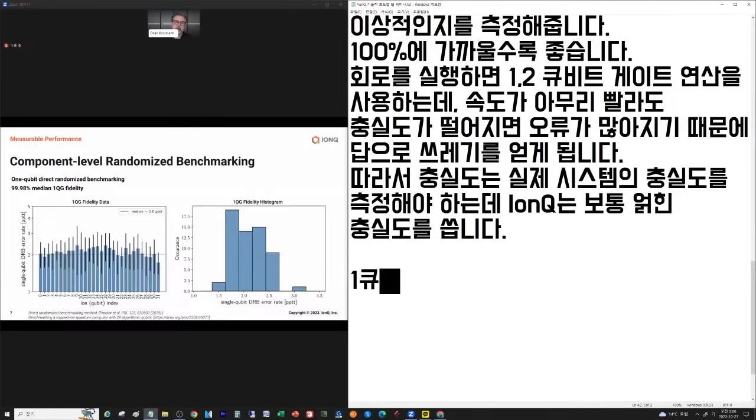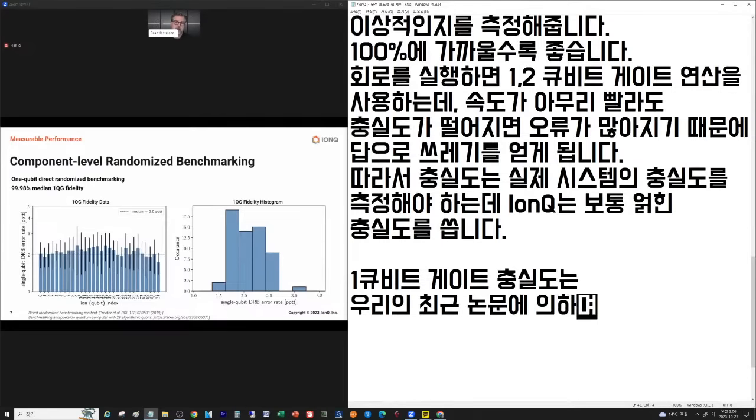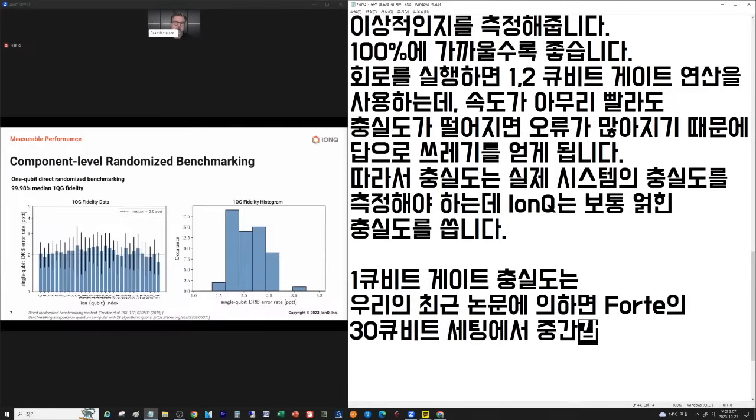The 1 qubit gate fidelity measures the performance of our 1 qubit gates. The data shown here is coming from a recent paper that we published on arXiv, but in that particular case, we had Forte configured in a 30 qubit configuration. And so we have 31 qubit gates that we measure, and we report on the median of that. In our all-to-all architecture, we're looking at the performance across all of the gates and reporting the median values. Right now, we are operating at roughly 99.98% on a median 1 qubit gate fidelity.